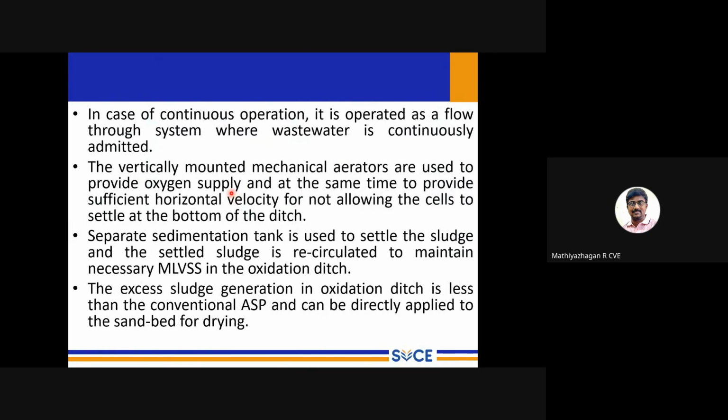So it is a fill and draw type only. Once we reach enough quantity, we have to close the inlet valve and do the aeration for the next 18 to 36 hours. Once the biological treatment is over, we open the inlet valve and allow the fresh sewage to enter into the oxidation ditch. It removes the clarified water from the oxidation ditch to the outlet.